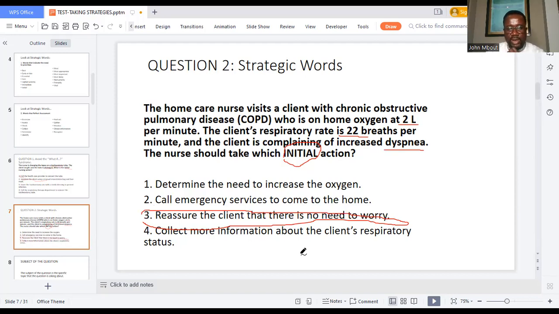Option four, collect more information about the client's respiratory status. Okay. What's the answer? Please type in the chat box. Joshua, you change your mind? Okay. Please, guys, what's the answer? Type your answer in the chat box. Do you know what the chat box is? Can you see it on your screen on your phone? Type to everyone. Don't type to me.